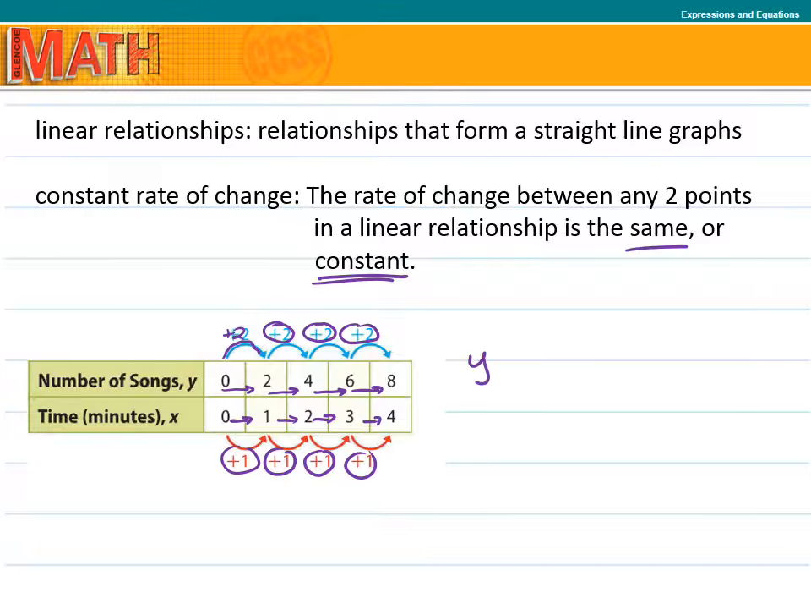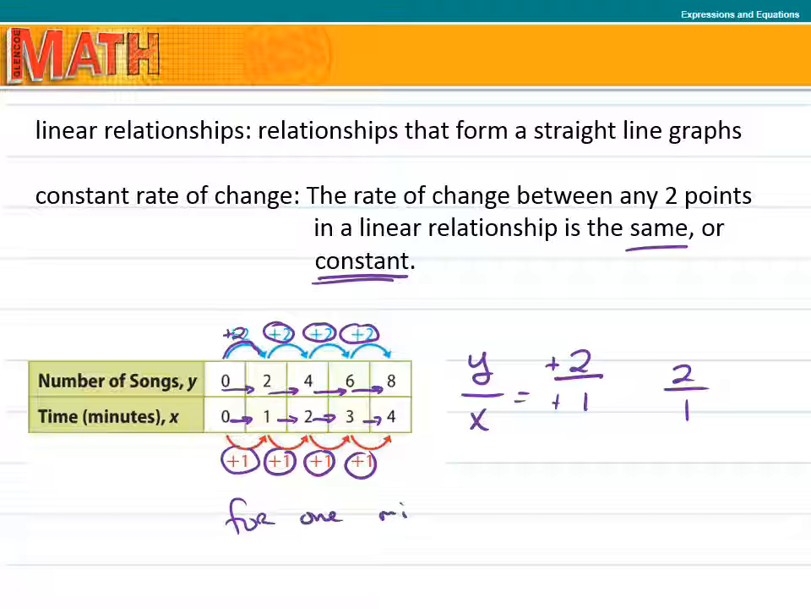We would write this into a fraction of Y over X. And our Y, the rate of change, or the change in Y, is plus 2. And the rate of change in minutes is plus 1, or 2 over 1. Okay. So in other words, for every 1 minute, there are 2 songs.